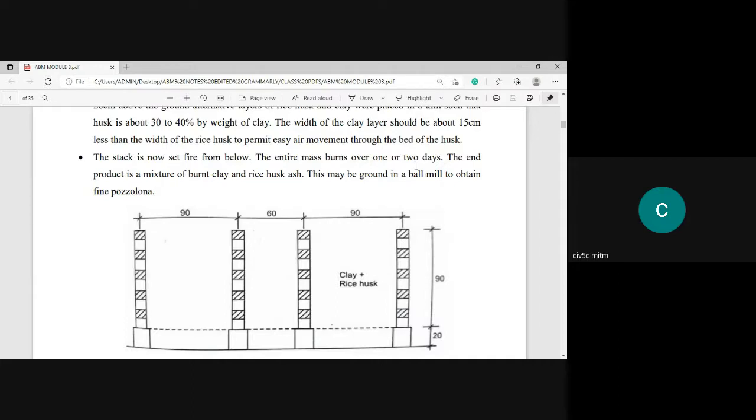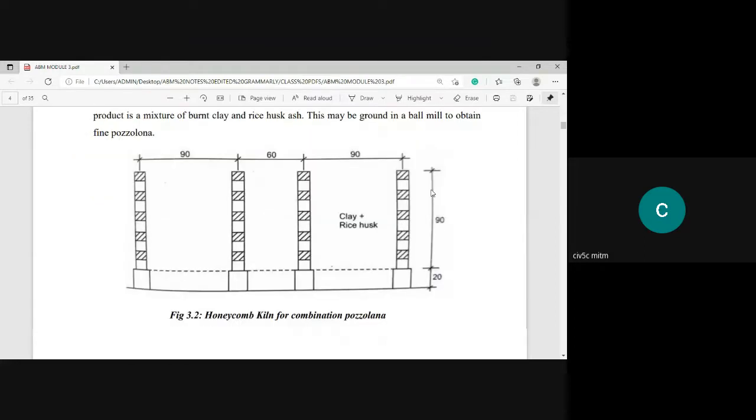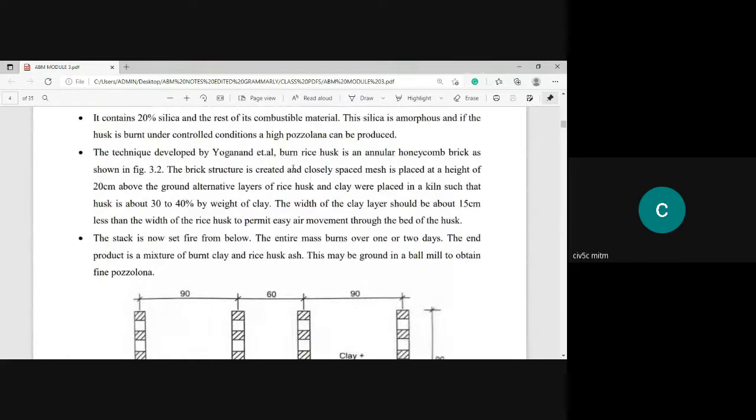But now, after burning, I need to grind it in a ball mill, just like what we did with burnt clay, in order to obtain fine pozzolana of a size of 90 micron or lesser than 90 micron. Next, this is the one technique they have suggested.